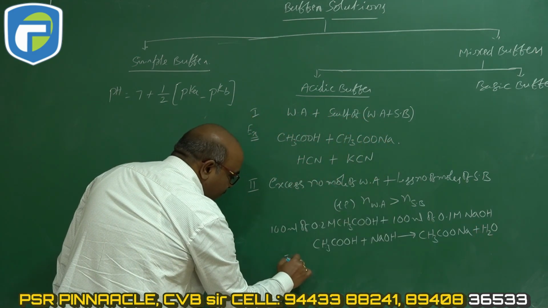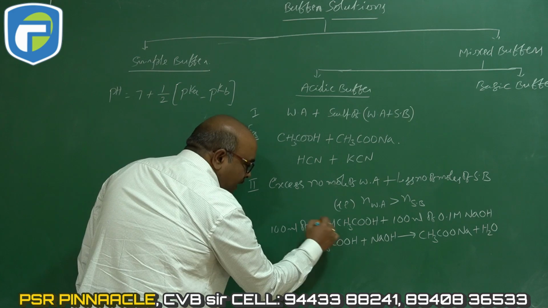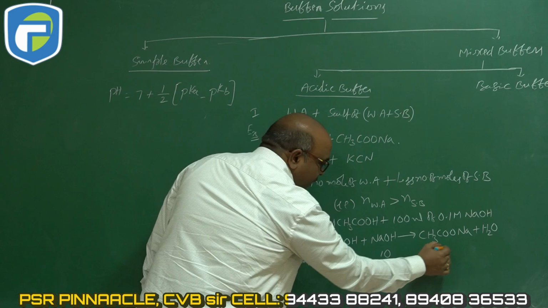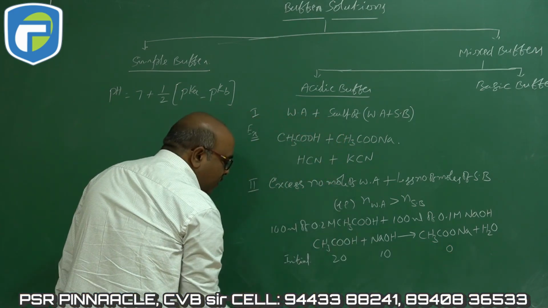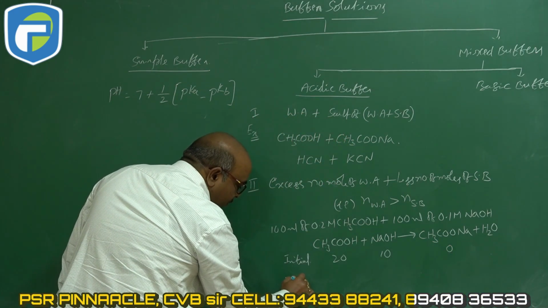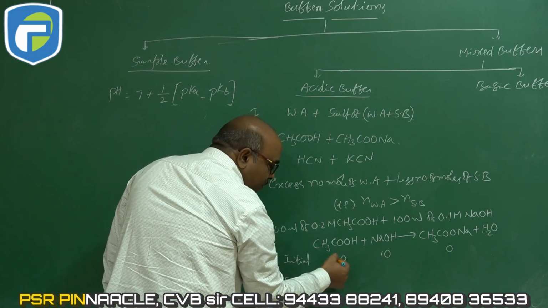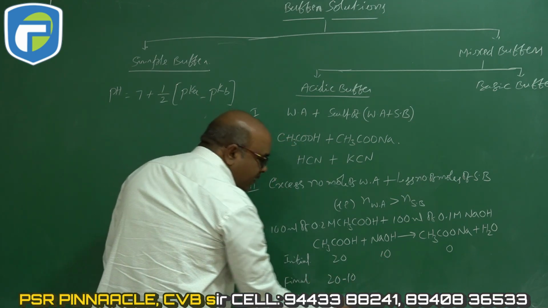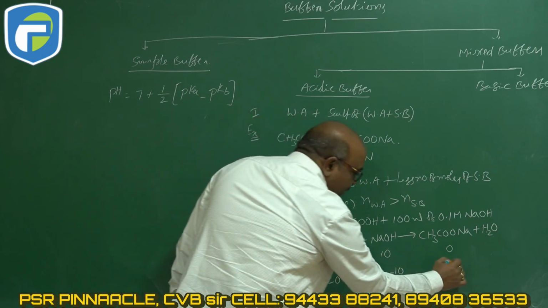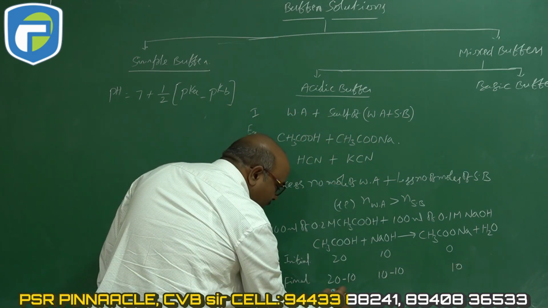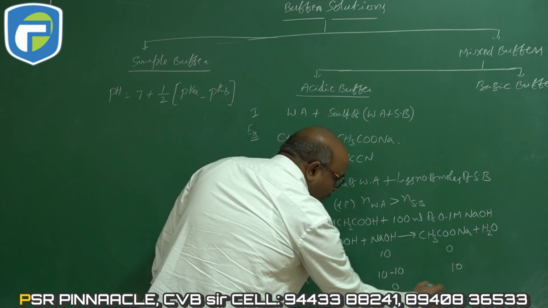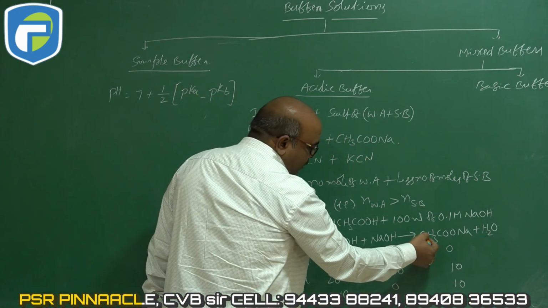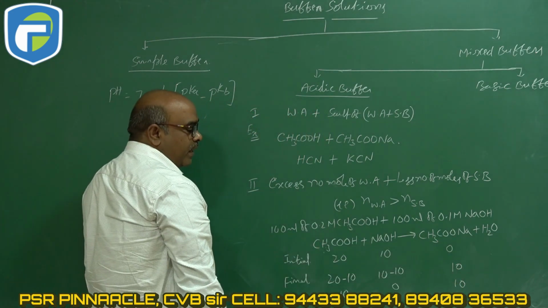Initially, 100 into 0.2, 20 millimoles is present. This is 10 millimoles, 100 into 0.1. This is 0 millimoles. Water is a neutral solution. At the end, the 10 millimoles reacts with this. This is the limiting reagent. That's why 20 minus 10, this is 10 minus 10, and this is 10 millimoles formed. Finally we get 10 millimoles, 0, and 10. So in the solution, weak acid 10 millimoles and its salt with strong base 10 millimoles are present. So it acts as a buffer.